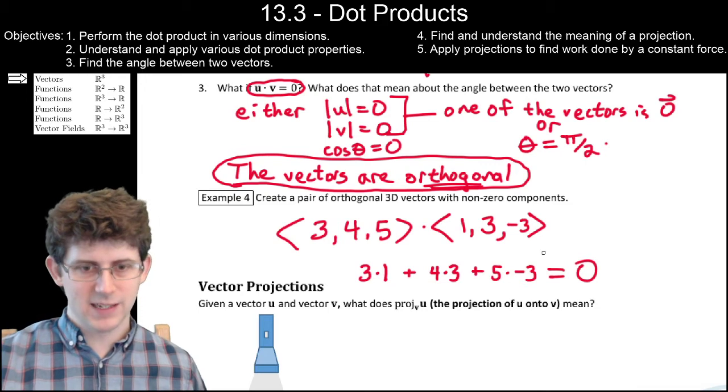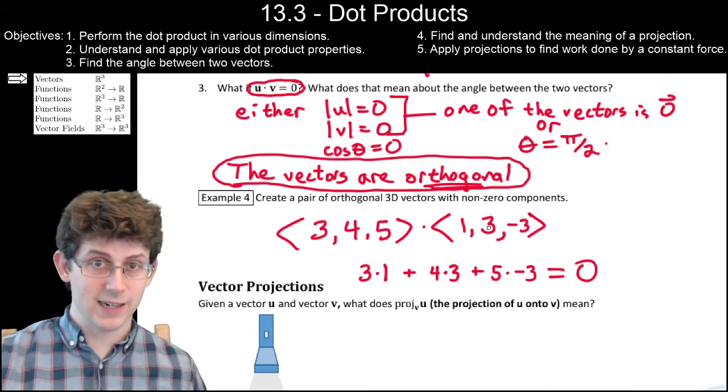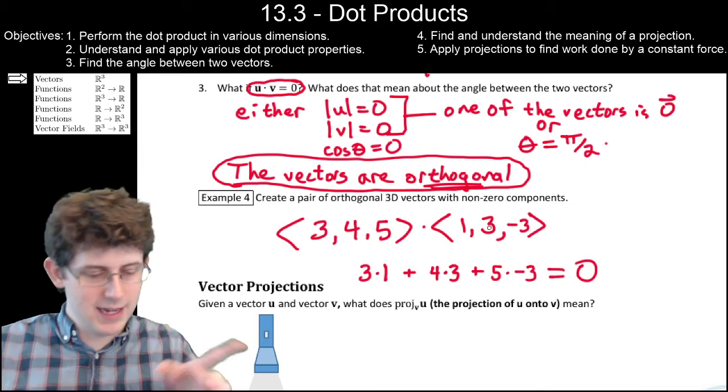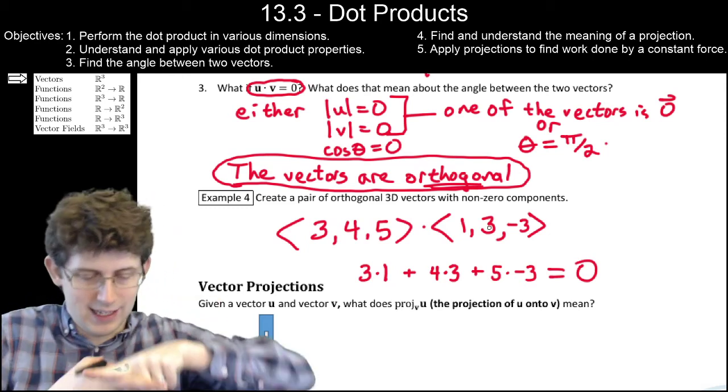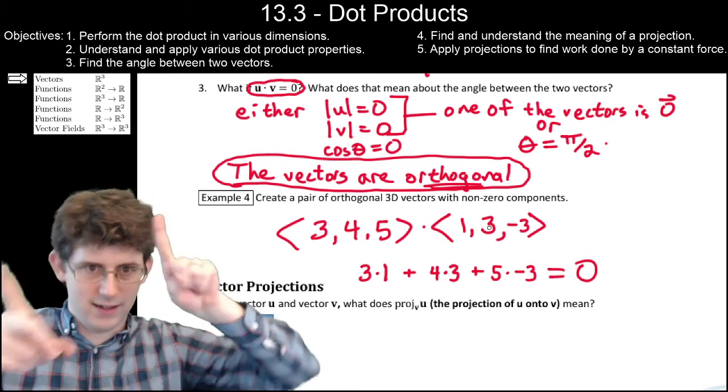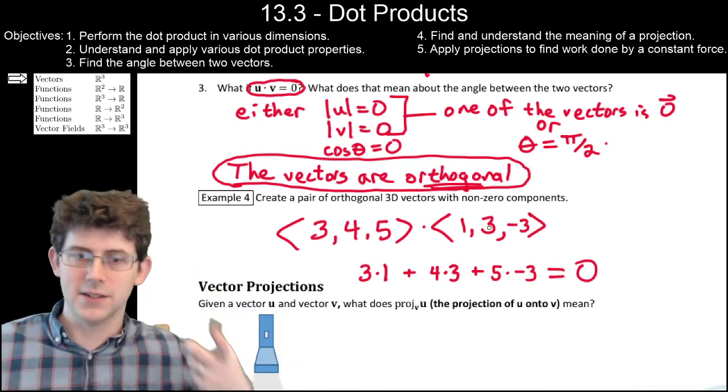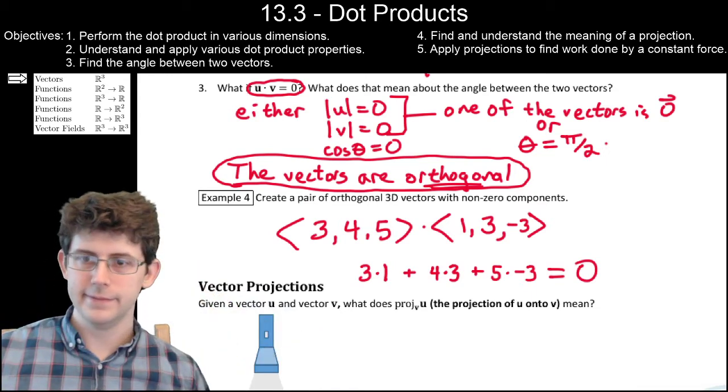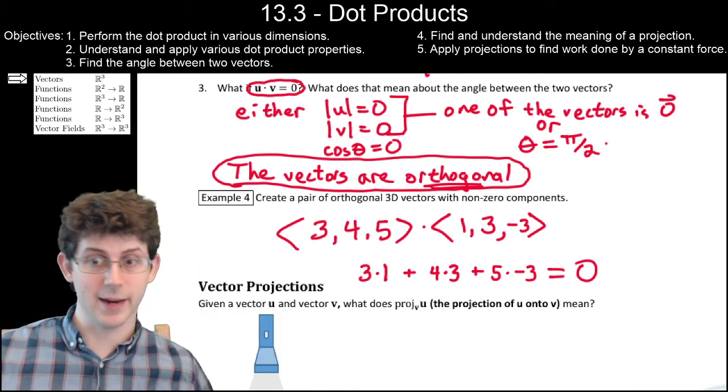3 plus 12 minus 15 is 0. So here are two vectors that are orthogonal to each other. They're not in the xy plane, they're not the coordinate axes, but they're in some other directions and they're orthogonal to each other. So that's the end of the basics of the dot product.